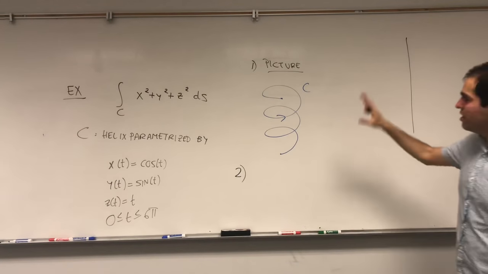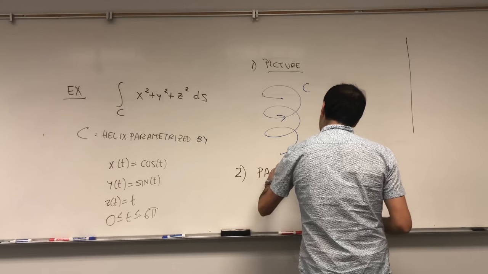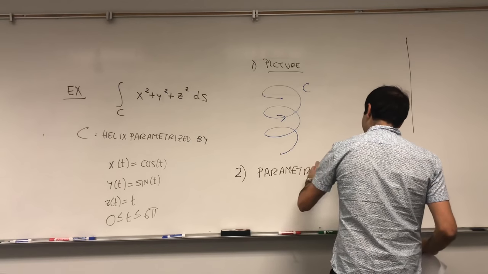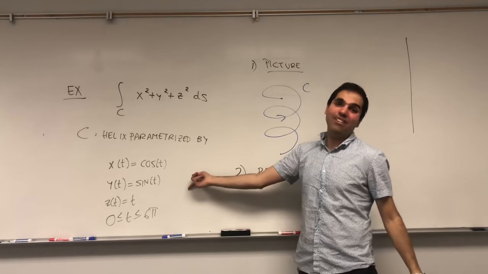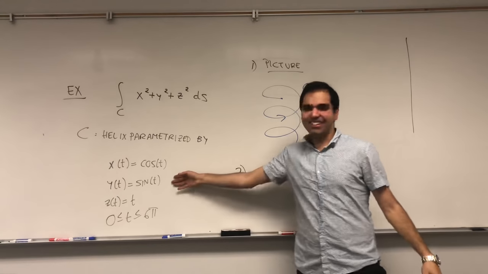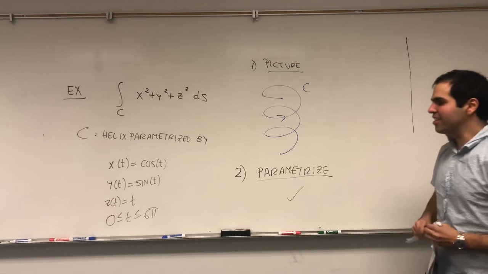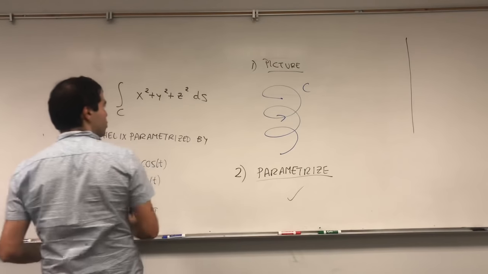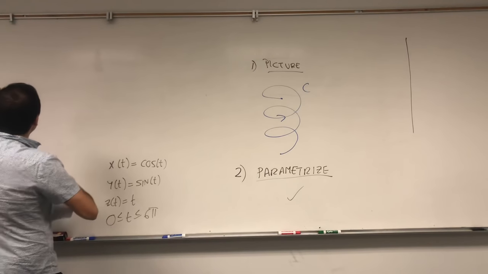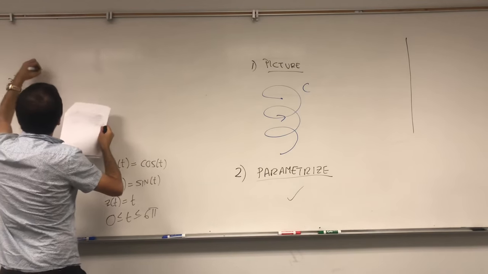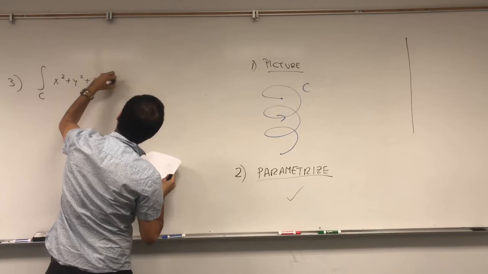Okay, then how do we do this? Well, first we draw the picture, then we parameterize this. If only we knew how to parameterize this. Well, turns out I was nice enough, I gave you the parametrization. So we don't have to do this anymore. And then all we need to do is just to integrate that function. So just similar to the 2-dimensional case, integrate x squared plus y squared plus z squared ds.